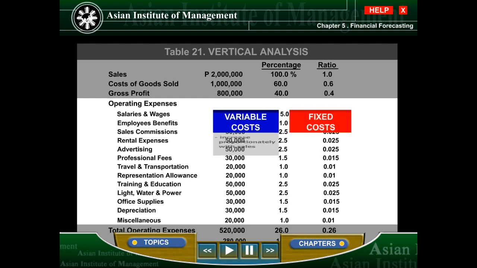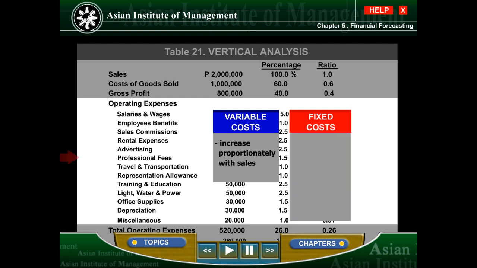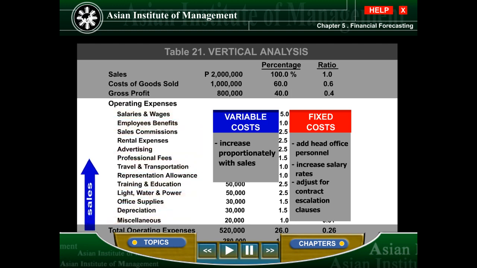Those that vary with sales will increase proportionally to sales. Those that are fixed will not vary with sales. However, these fixed costs may also rise because the enterprise may want to add head office personnel, increase salary rates, and adjust for contract escalation clauses. The financial forecaster can go through each operating expense item and determine how it will behave in the future as sales rise. The forecaster may not have all the information available to make a good guess.